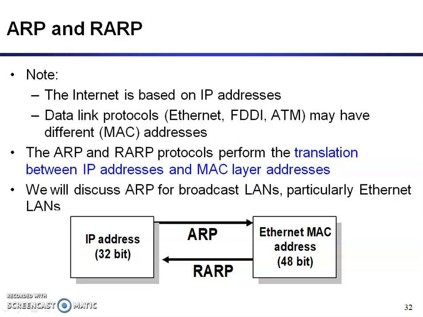Here you can see, for example, if you are using Ethernet, then the Ethernet MAC address is a 48-bit address, and the IP address is a 32-bit address. These two protocols, ARP and RARP, take care of the translation between IP addresses and MAC layer addresses. And ARP is very important as far as local area networks are concerned. For Ethernet LANs, ARP is really important.